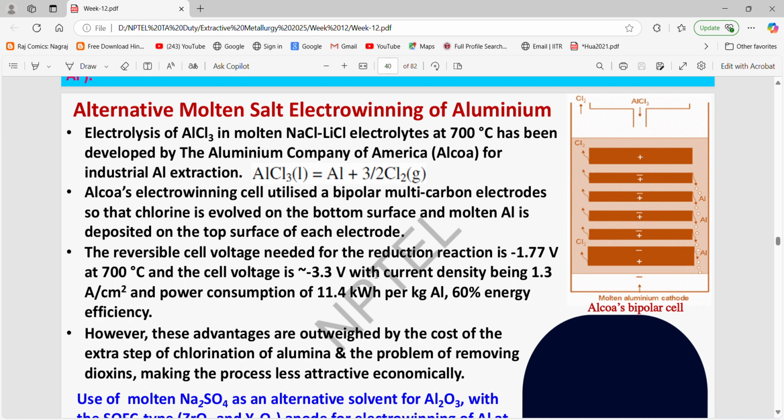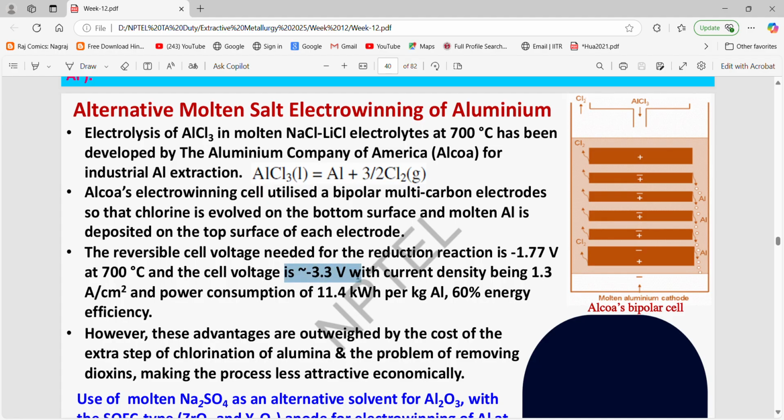The reversible cell voltage needed for the reduction reaction is minus 1.77 volt at 700 degrees Celsius. So, Hall Herold process is working at a temperature of around 950 degrees Celsius, while this process can be operated at a lower temperature of around 700 degrees Celsius, which can cut down the energy consumption during the process.